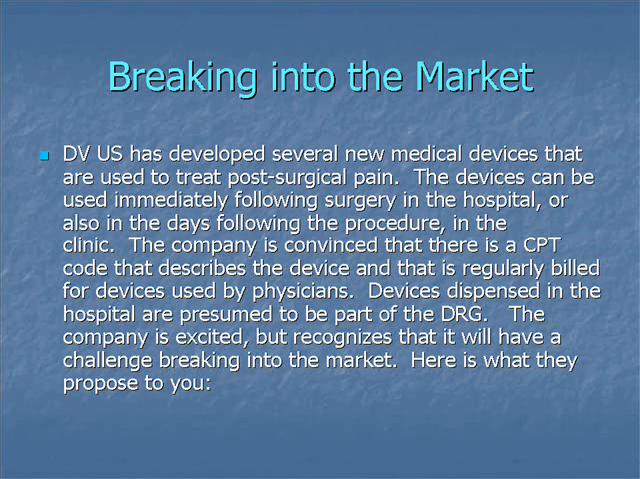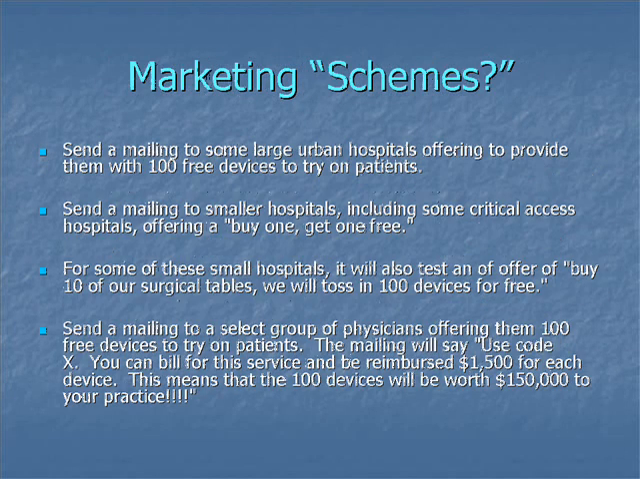The company is convinced that there's a CPT code that describes the device, and they now want to get the hospitals to try it. So they're going to dispense it. When used in a hospital, the presumption is that this device is part of the DRG. So to crack into the market, here are some of the things that they're trying. So first, they send a mailing to large urban hospitals and say, we'll give you this device for free. In fact, we'll give you 100 of them for you to try out.